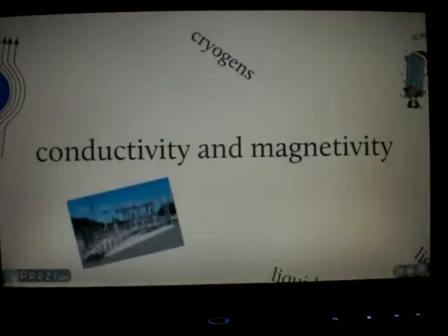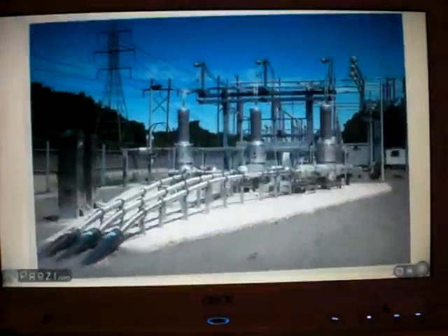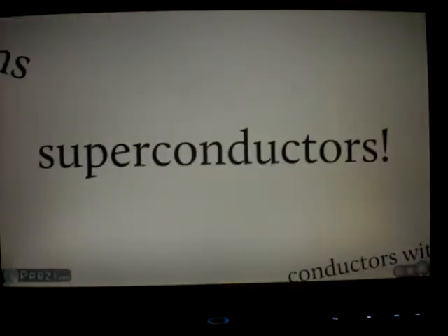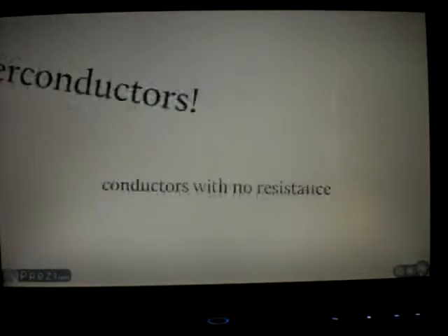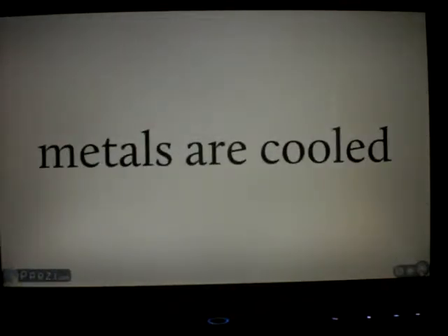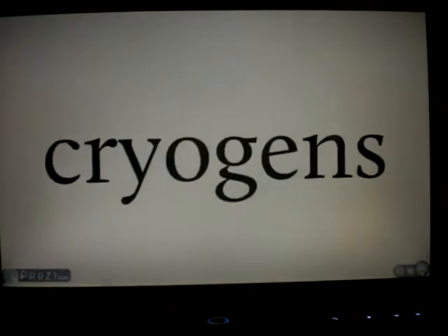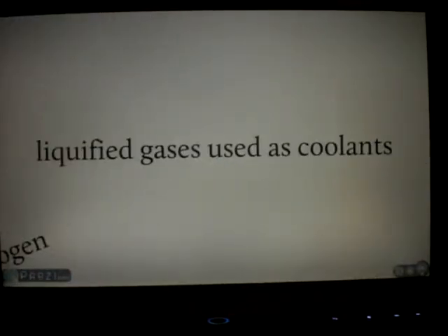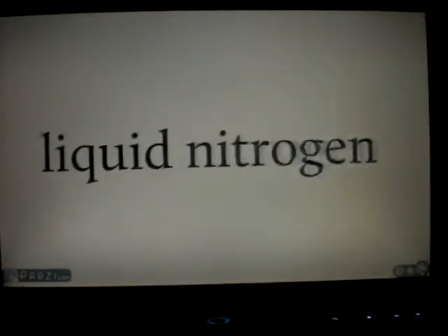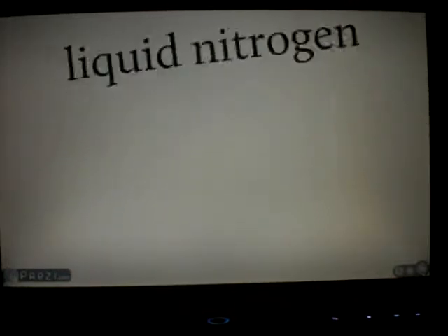Now, onto conductivity and magnetivity. So that's a picture. So superconductors, you must have heard of this before. Superconductors are conductors with basically no electrical resistance. They occur when metals are cooled by cryogens, which are liquefied gases that are used as coolants, such as liquid nitrogen.